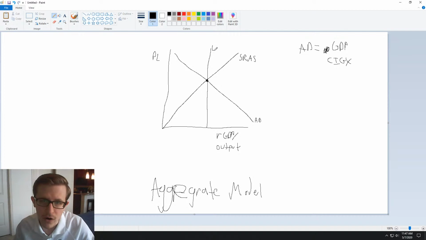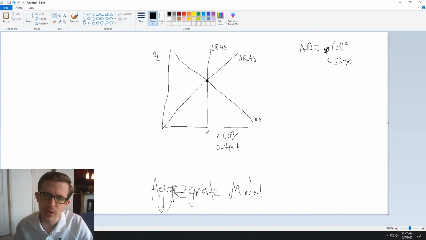And then we have our LRAS being the vertical line there. And again, with all of our graphs, this is a simplification of reality. It isn't necessarily realistic with how it might be shaped, whatever it is, but it's what we use.